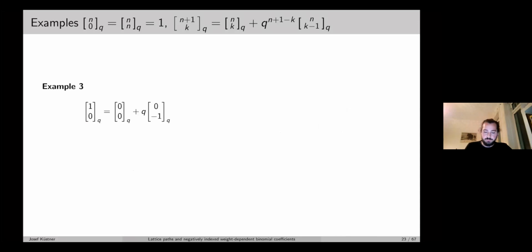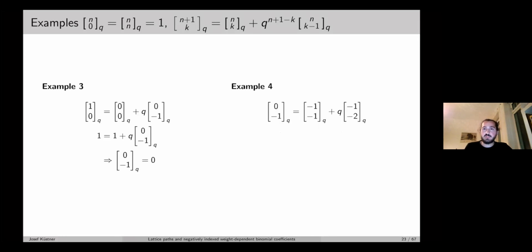Okay, next example. We take the recursion from 1 to 0, and we now want to compute 0 choose -1. So 1 choose 0 is 1, 0 choose 0 is 1 from the initial conditions. So we can compute 0 choose -1, which is 0.